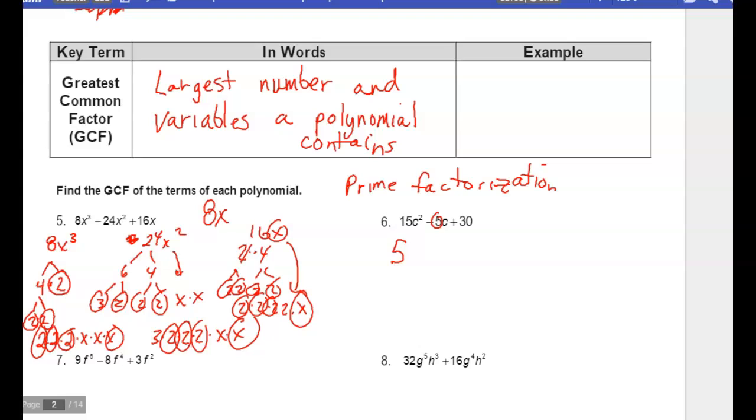Now, about the c's, we have a c squared here, a c here, but we don't have a c here. So there's my answer on that one. They just share a 5. That's the only thing. So when we're doing the GCF, we're trying to find the largest number and variables that a polynomial contains. But if they don't all contain a variable, you can't pull that out in front.